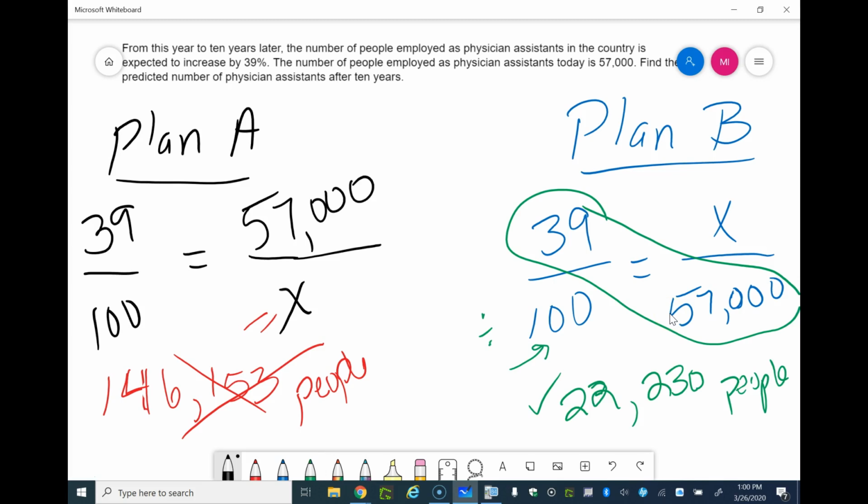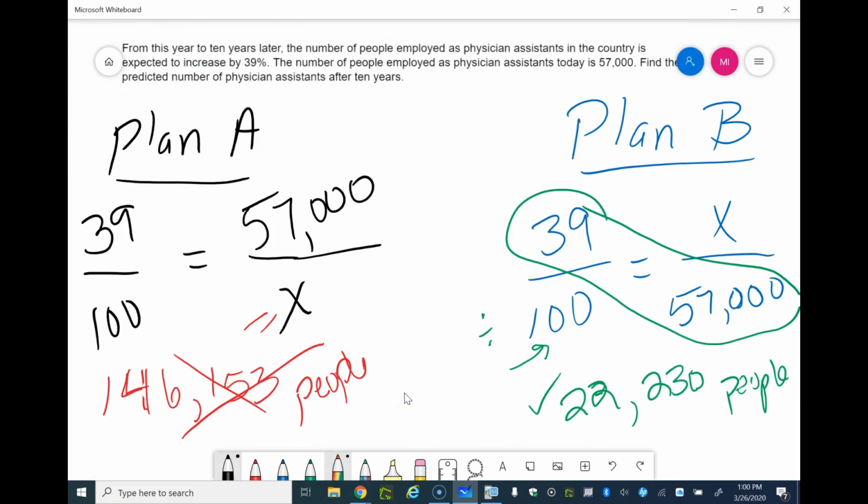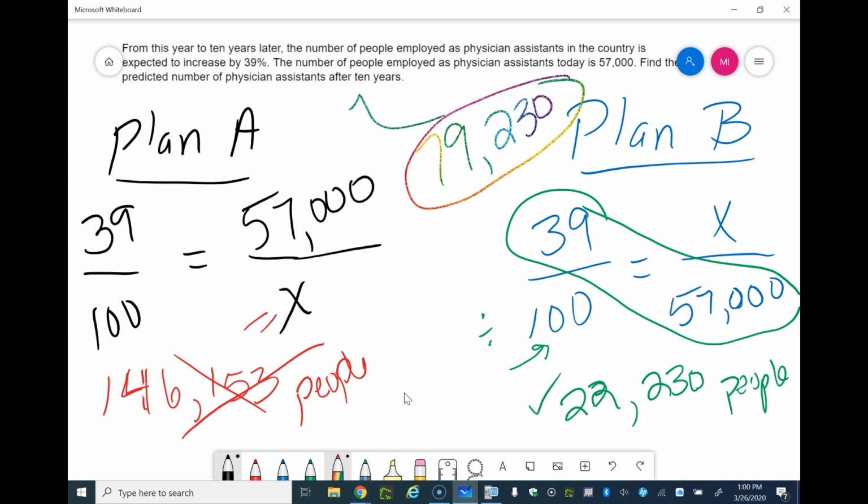So once we do that and add them together, our final answer is going to be 79,230. This is actually the total number after 10 years. So be careful with these problems here.